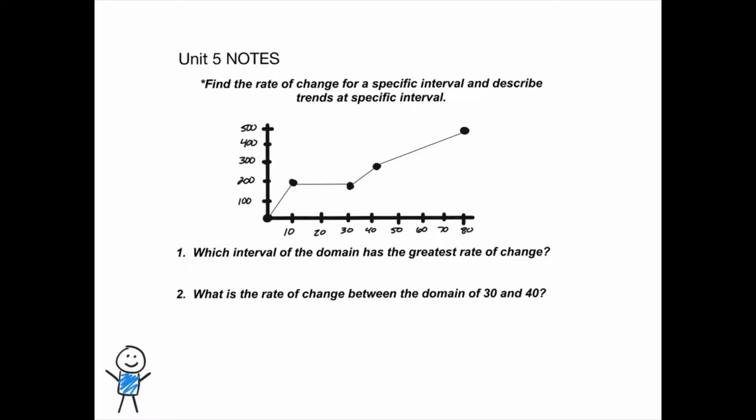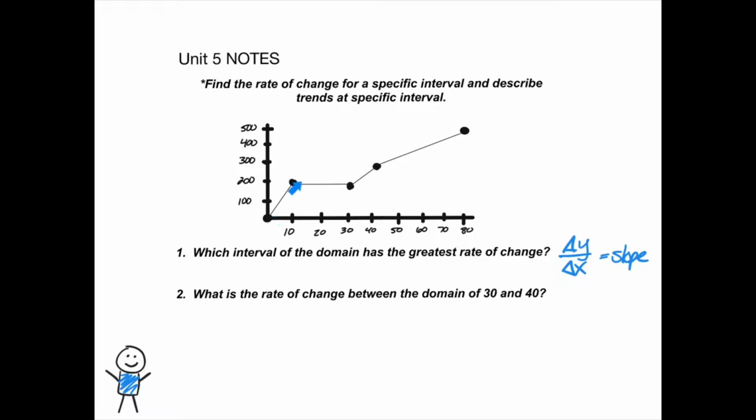So looking at number 1, it says which interval, and interval just means which section of the graph, so to speak, which portion of the domain has the greatest rate of change. Rate of change, if you don't recall, is the change in y over the change in x. It's also known as the slope of the graph. So really what you're looking at when you're given a graph, for the greatest rate of change, you're looking for which line has the steepest slope.